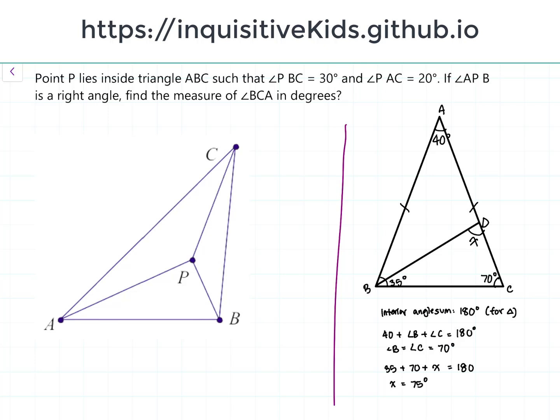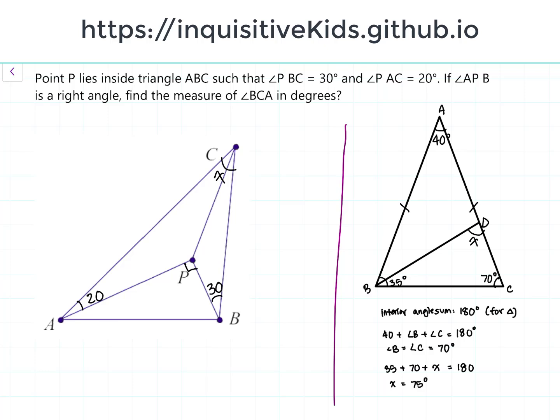So we're going to use the concept of interior angle sum combined with some algebra to help us solve this problem. The first step is to mark all of the information we know from the problem. We know angle PBC is equal to 30 degrees, and we know angle PAC is equal to 20 degrees. We also know that APB is a right angle. And we're trying to find BCA, which is this value right here. We're going to call that X.